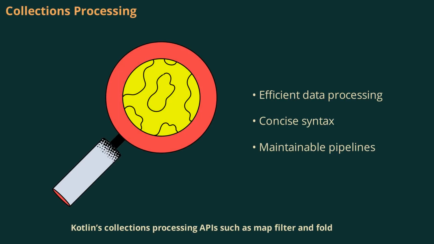Kotlin's collections processing APIs, such as map, filter, and fold, enable you to manipulate lists and other collections efficiently. These functions allow you to transform, filter, and aggregate data with concise syntax. By leveraging these tools, you can write powerful data processing pipelines that are both readable and maintainable.